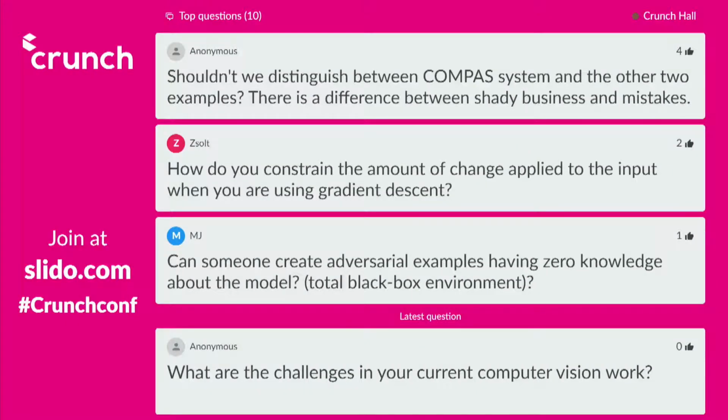So shouldn't we distinguish between the COMPAS system and the other two examples? There is a difference between shady business and mistakes. So definitely, adversarial examples are, I assume, what you call shady business. That's why we don't call mistakes adversarial examples per se. You can bootstrap a system by collecting your mistakes and feeding them again to your system, but those don't really count as adversarial examples. Adversarial examples are explicitly samples that are crafted to break your model. So I'm guessing that's the distinction you wanted to make.